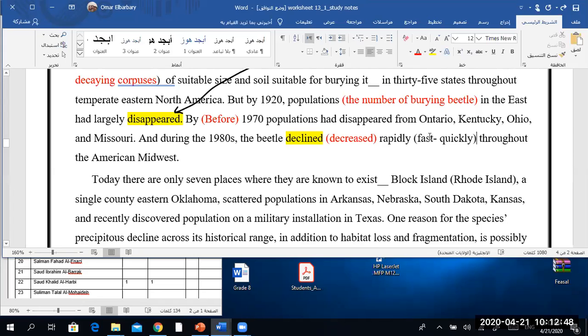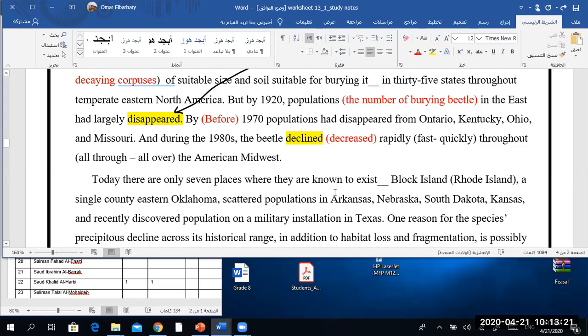Wonderful, amazing, Abdullah. Throughout, what does throughout mean? Throughout the American West? Throughout means all through, all over. It means here in this context, all through, or all over. All right, all over the place, if we might use Arabic here. Okay, thank you very much.